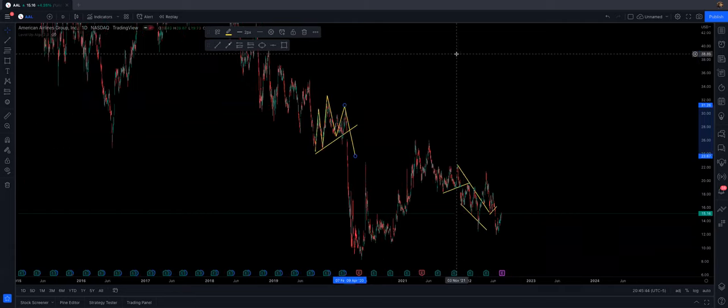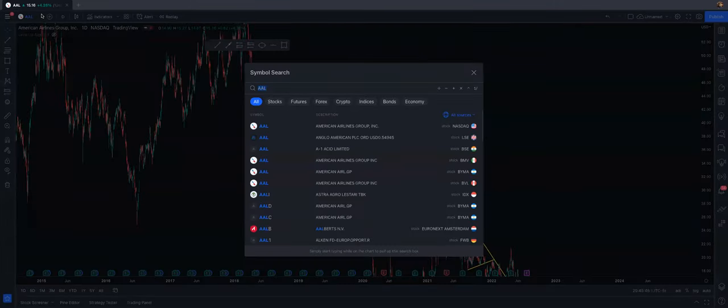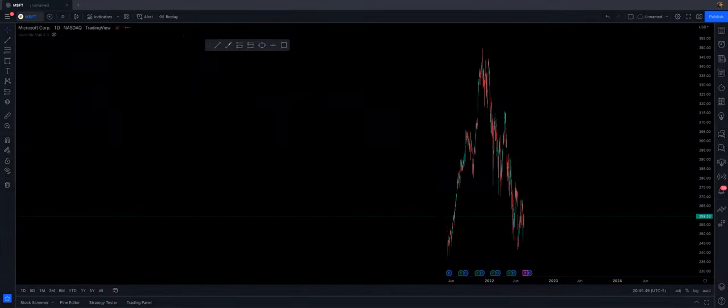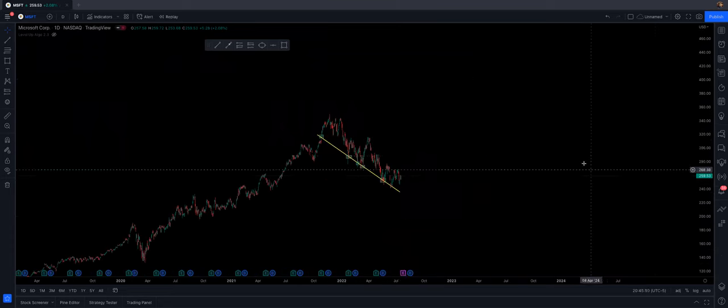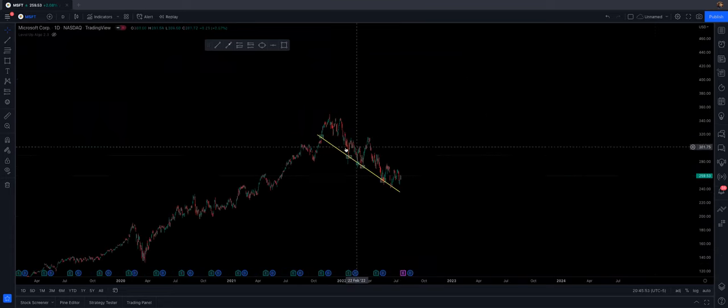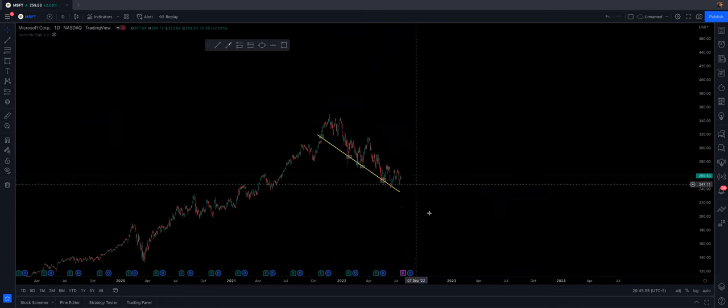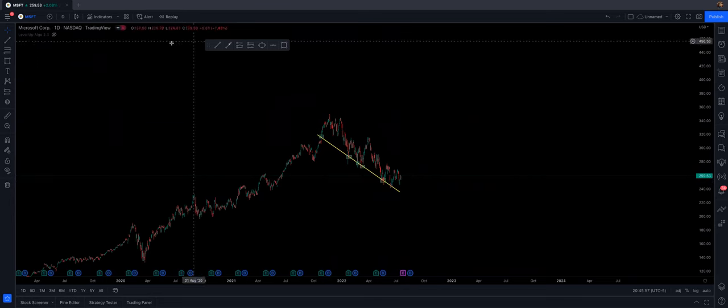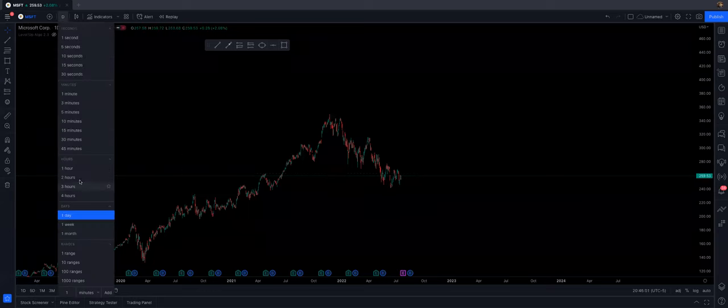All right, so let's get into some more advanced ones. Let's look at some ones that I know of. So here goes a nice little downtrend bounce trade on, what's this stock? Microsoft. Okay, so let's see if we can find some more, right?